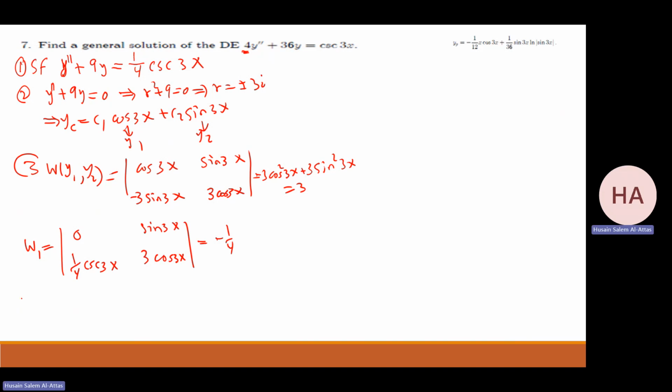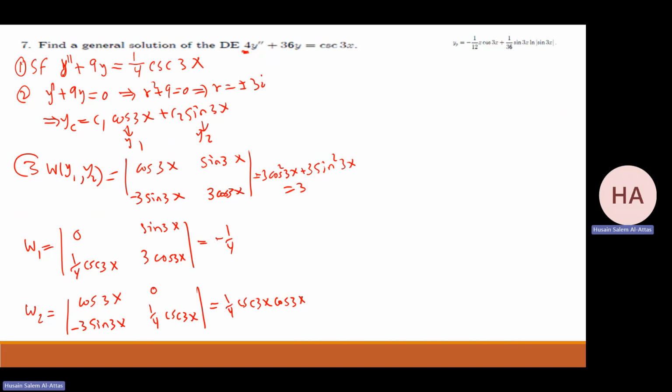Okay, W2, that will be what? Cosine 3x, minus 3 sine 3x. Here I have what? 0, 1 over 4 cosecant 3x. That will be what? 1 over 4 cosecant 3x cosine 3x. In other words, it's cosine over sine.